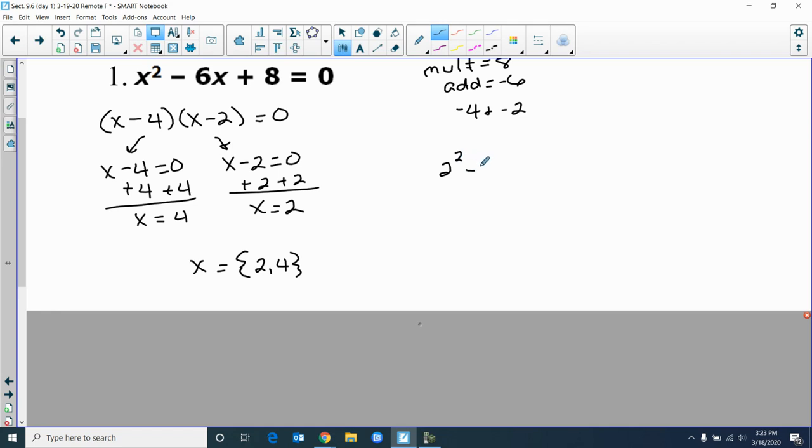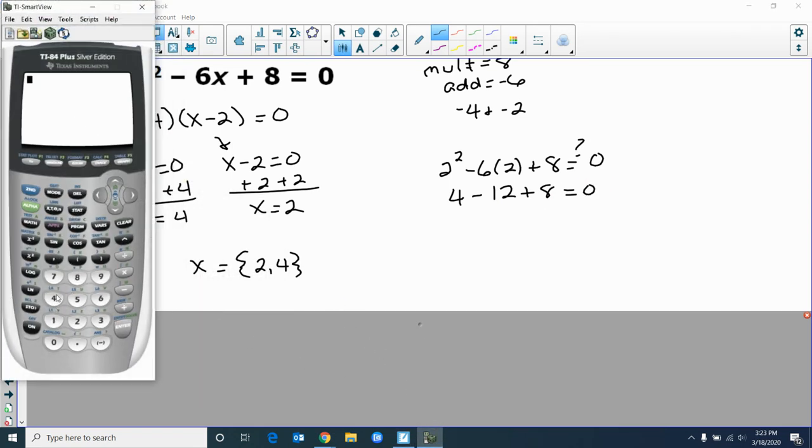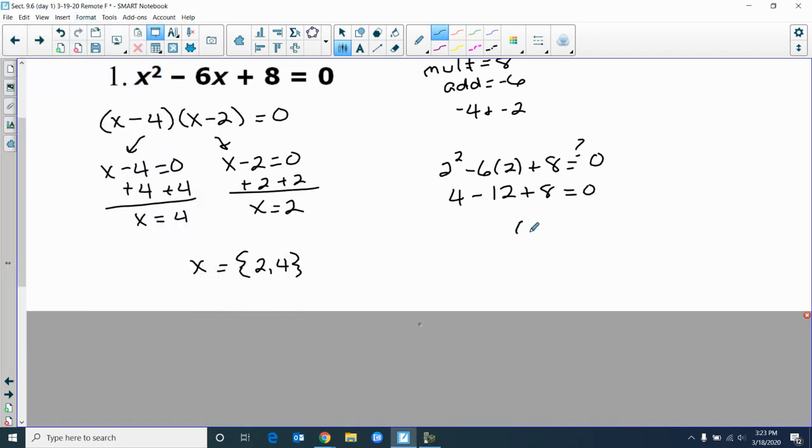So 2 squared minus 6 times 2 plus 8 has to equal 0, and it gives me 4 minus 12 plus 8. And then if you do 4 minus 12 plus 8, it does indeed equal 0. So you know that's a solution. 4 is also a solution.